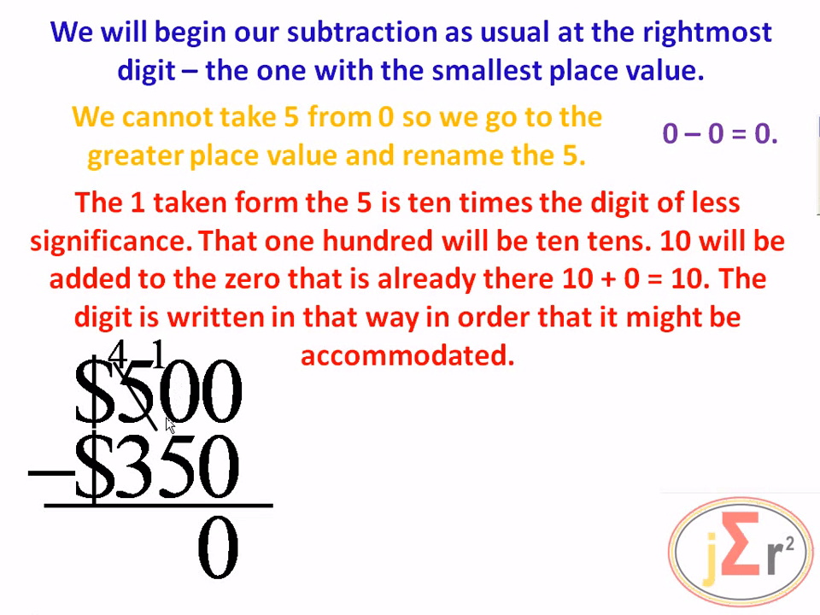We could not just write a full scale 10. Therefore, we write it in a reduced form. So the 1 is reduced and placed right there so that it may be suitably accommodated. So 10 minus 5 is equal to 5, and 4 minus 3 is equal to 1.